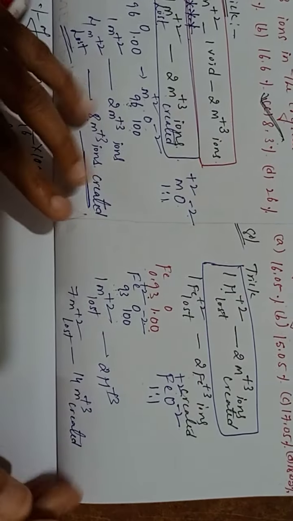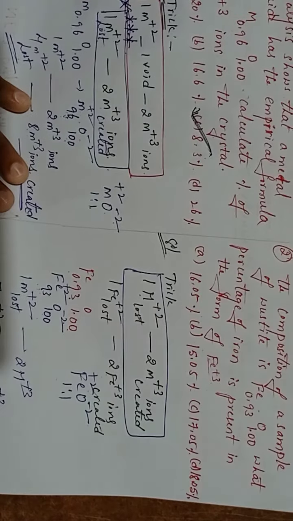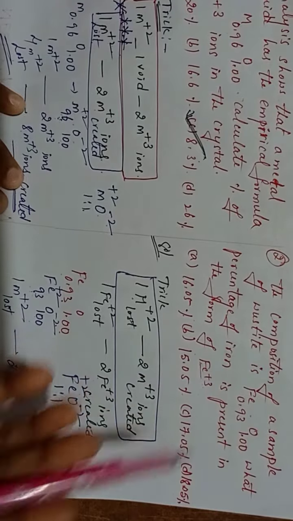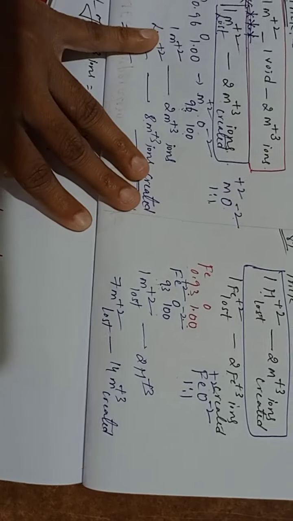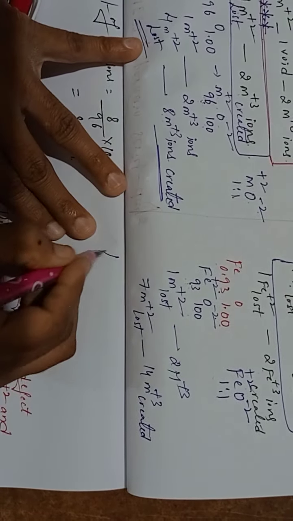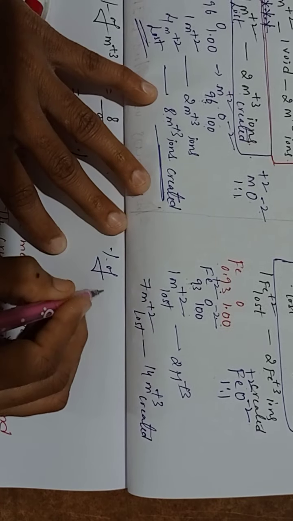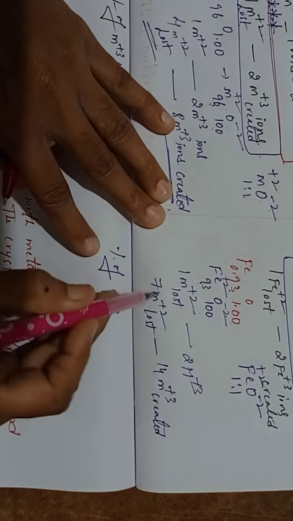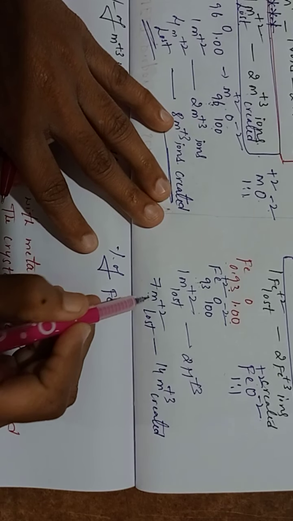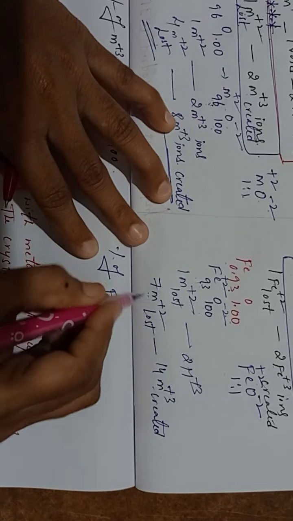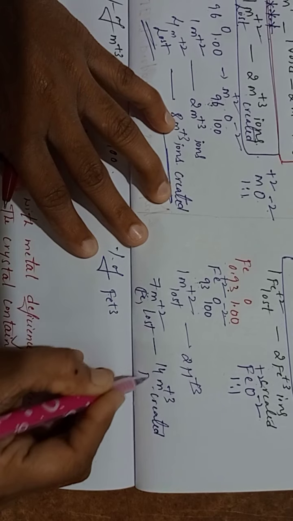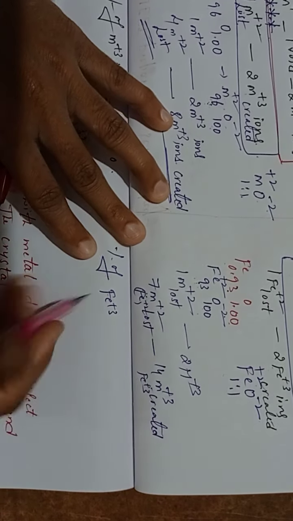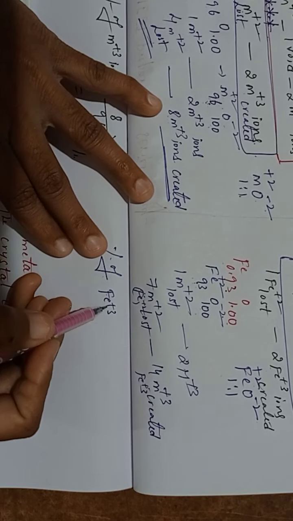Okay, now then what you have to find, students? What is the question? Calculate the percentage of iron present in the form of Fe+3 is asked. So that's why you have to find the percentage of Fe+3, correct? Fe+3 we have to find. That means M+2 means metal, Fe. M+3 means iron, students. Are you understanding? So this is Fe+3, this is Fe+2. Clear? So percentage of Fe+3 we have to find.